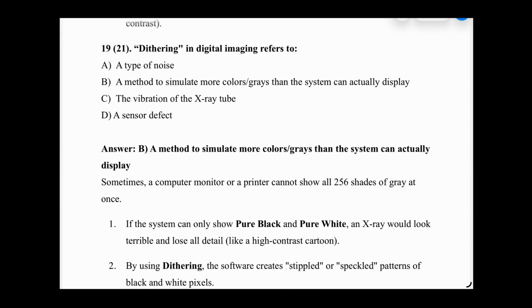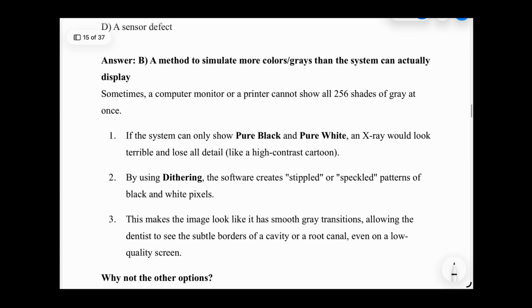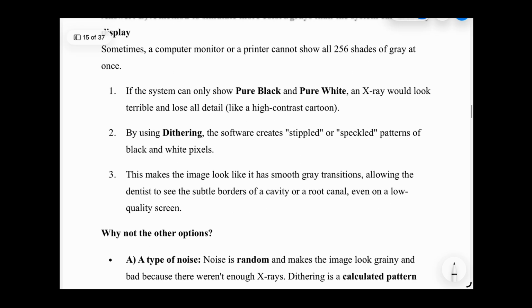Next, dithering in digital imaging refers to option B, a method to simulate more grays than the system can actually display. Let's see how. Sometimes a computer monitor or a printer cannot show all 256 shades of gray at once. If the system can only show pure black and pure white, an X-ray would look terrible and lose all the details. By using dithering, the software creates a stippled or speckled pattern of black and white pixels. These make the image look like it has a smooth gray transition, allowing the dentist to see the subtle borders of a cavity or a root canal even on low quality screens.